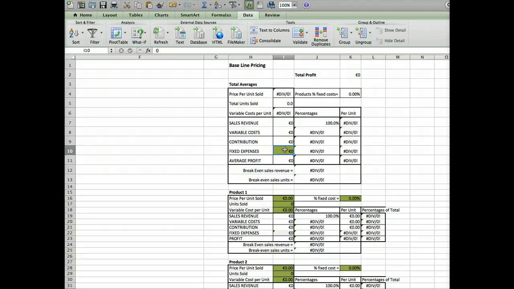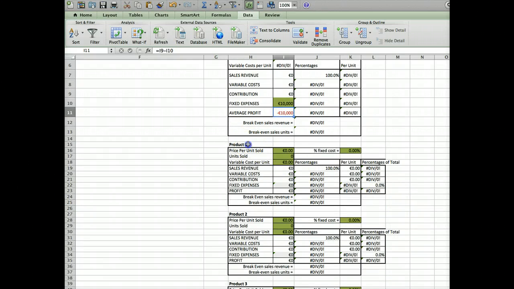This is going to be the fixed expenses for the whole business, which say we start again and we say it's 10,000 for the whole business, and then you can work down, and each one of these is a separate product.